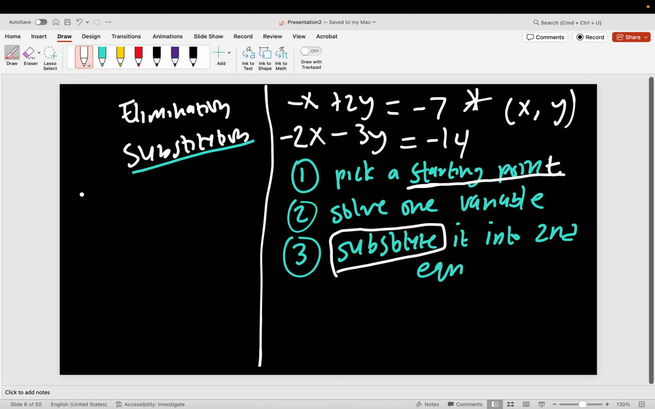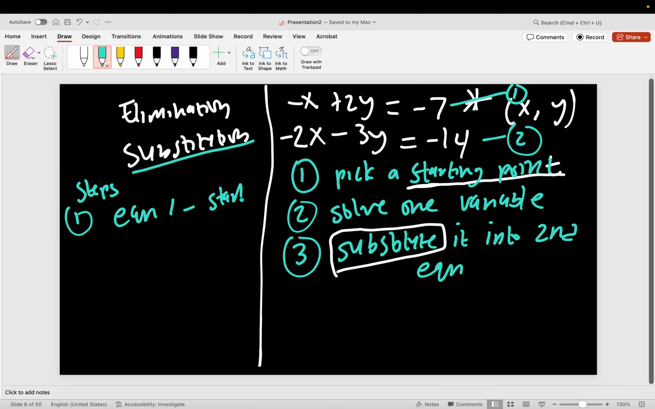So I picked my starting point. I'm going to label my steps as I go through it. Step one: pick a starting point. I picked the first one, so let me label it. This is equation 1 and this is equation 2. My starting point is equation 1. Now I'm going to solve for one variable. Which variable would be the easiest to solve for here? I would say x is a little bit easier. So the variable I want to solve for is x. Let's go ahead and do that.